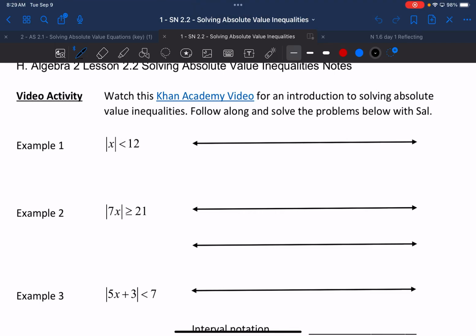For example 1, we're going to graph the absolute value of x is less than 12. So previously you guys were just graphing x is less than 12, right? Now they put an absolute value on it. So it's going to work very similar to the way it works whenever we are solving our absolute value equations. Just instead of an equal sign, it has that less than or greater than, or less than or equal to, greater than or equal to, okay?